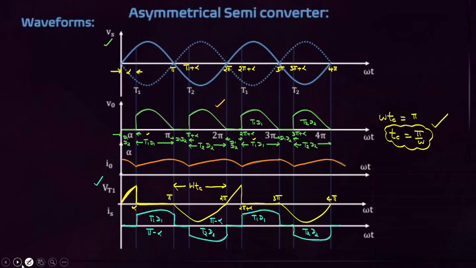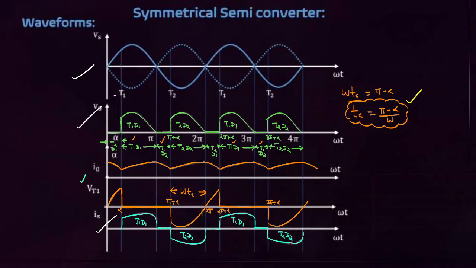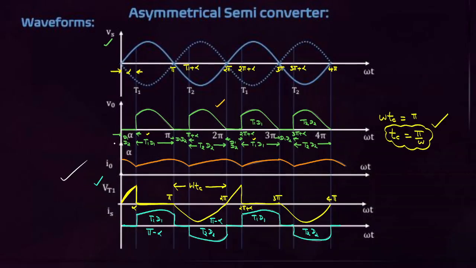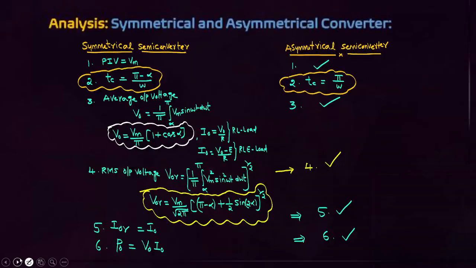And these are the symmetrical semi converter waveforms. This is the asymmetrical semi converter waveform. No need to practice, but the analysis is very important. Just see the differences between symmetrical and asymmetrical. Most of the formulas for asymmetrical and symmetrical are the same, except conduction angles and circuit turn off times. In symmetrical semi converter, important.